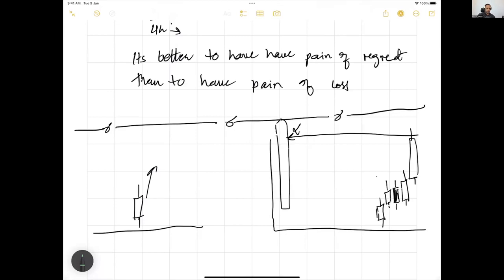If support is formed with the bullish candle, would you draw support at the bullish candle body or the candle wick? We'll talk about that tomorrow.